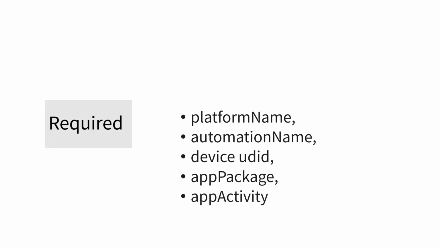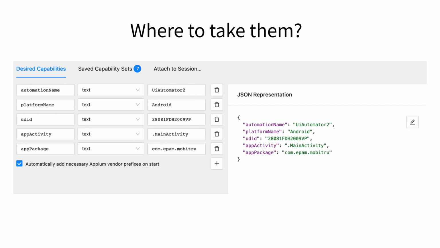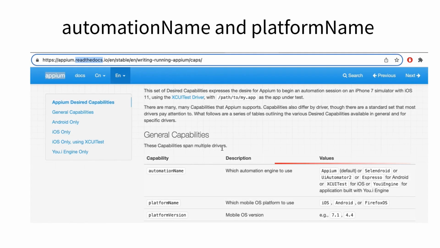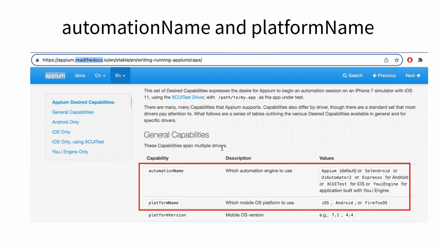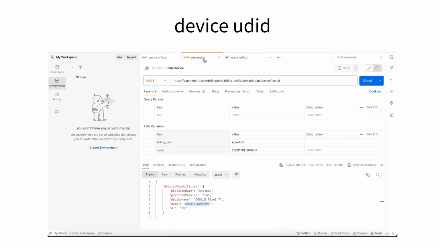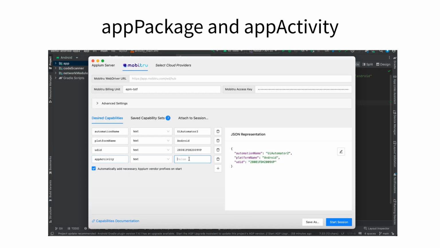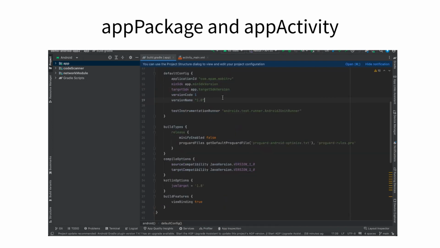The last step is specifying application details in the Desired Capabilities section. It's enough to provide only the required fields such as platformName, automationName, device UDID, appPackage, and appActivity. Where to find them? AutomationName and platformName are Appium-based and can be taken from the official documentation. You can copy the device UDID from the Mobitru API response, which you received when you took a device. App details like the package name and activity value can be found in the application code or can be received from developers.